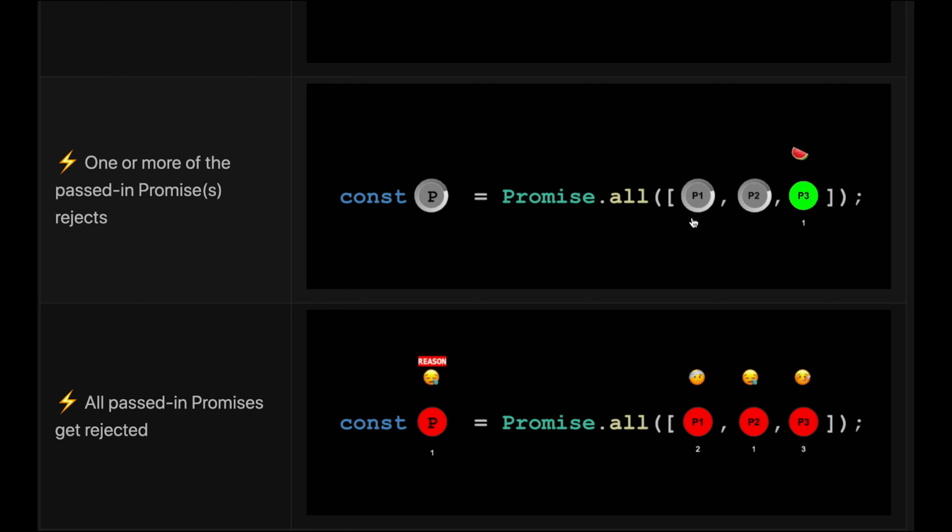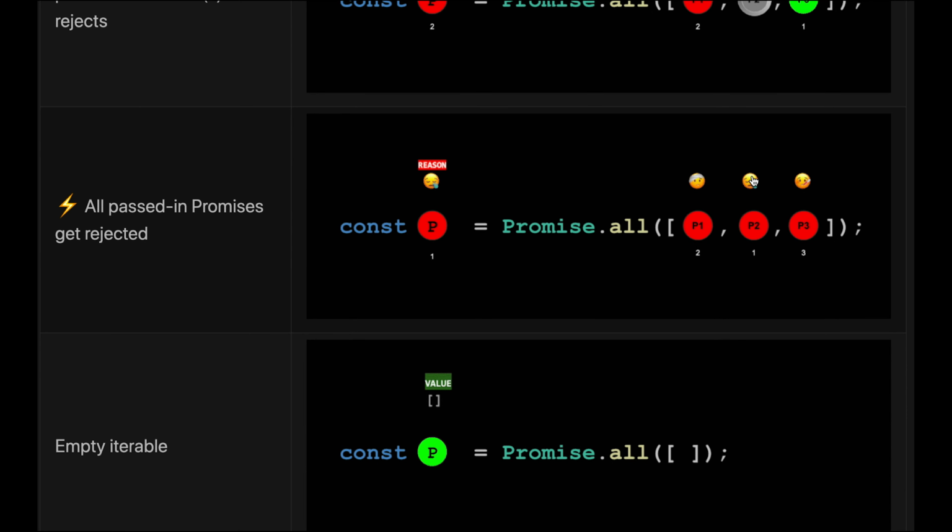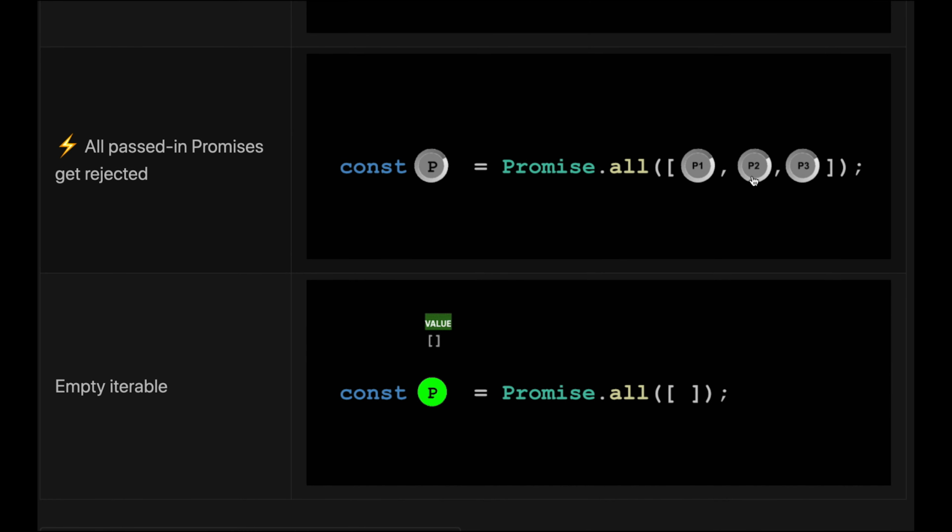So it doesn't matter if P3 and P2 successfully fulfill. Promise.all just ignores the rest. So as I said, it's grumpy and it fails fast. So what about the scenario in which all promises fail? Now this is kind of a no-brainer, because upon first rejection, P is going to reject as well.